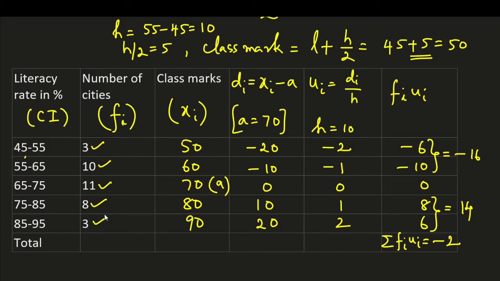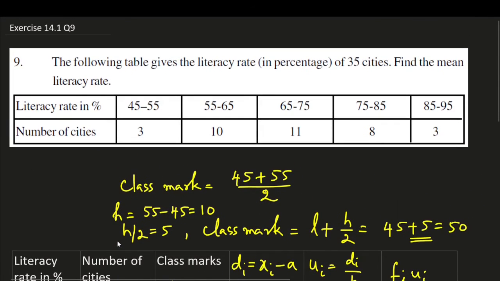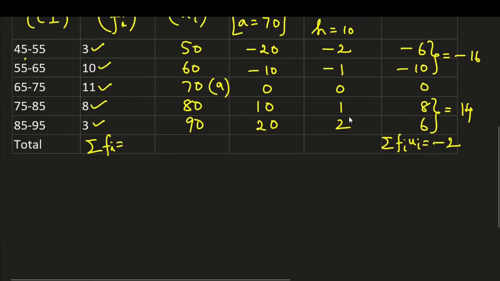Here sigma fi. Let us check in the question. In the question it is given that there are 35 cities. So sigma fi is 35. Here we write sigma fi is equal to 35.